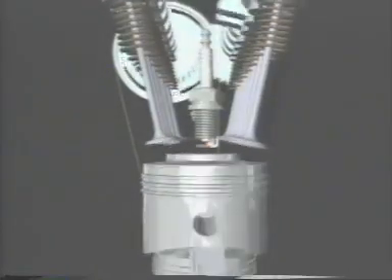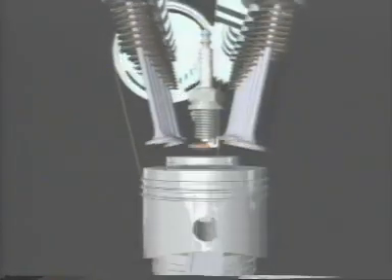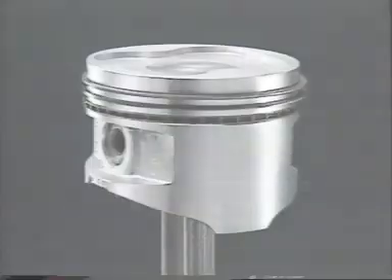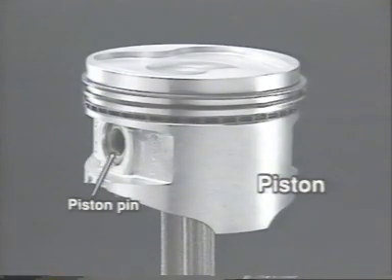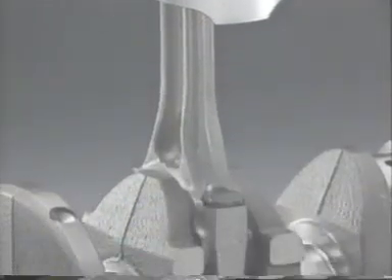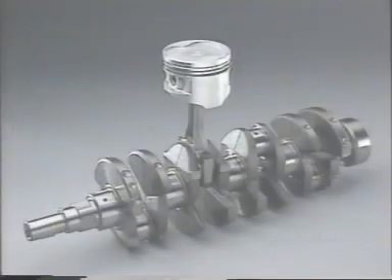The piston moves up and down in the cylinder under pressure generated by the explosion of the air-fuel mixture. This is the construction of a piston. The piston rotates the crankshaft via the piston pin and the connecting rod.